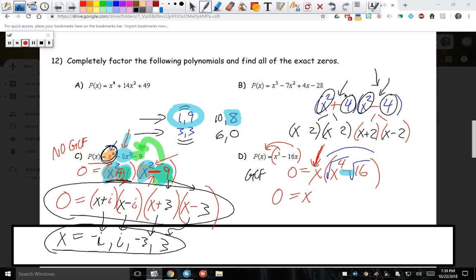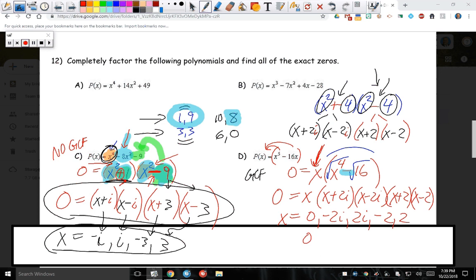But here, because it's a sum of squares, we're still going to do the plus and minus, but because it's a sum of squares, we need those i's. So we have x plus 2i, x minus 2i, x plus 2, and x minus 2. This is the factored out completely part, and these are the x-intercepts. 0, negative 2i, positive 2i, negative 2, and positive 2.